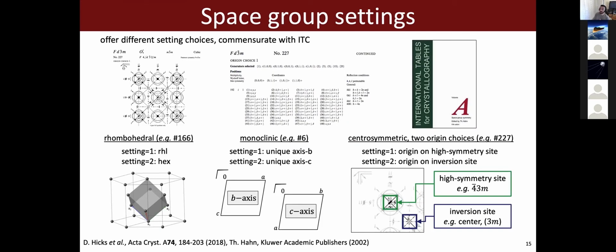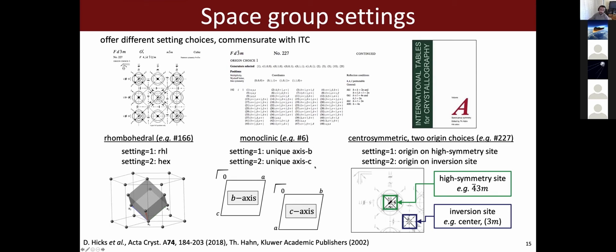So again, along with the ITC, there's also different setting choices. So for example, different origin choices or different lattices. And I'll show how you can control that with AFLOW-SYM. So for example, for rhombohedral systems, you can represent the crystal in a rhombohedral lattice, so that's indicated by this gray box here, or the hexagonal lattice, which is represented by one of these 3 lattices here, kind of on the outside.